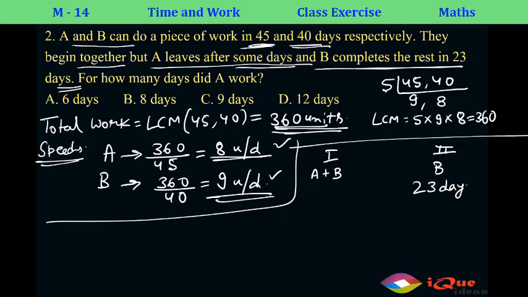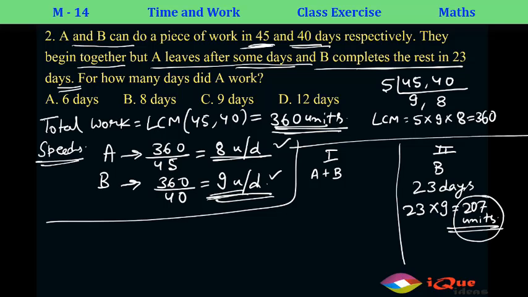So first let's find out what is the total quantity of work that B can do in 23 days. That will be 23 into speed of B, which is 9 units per day. So 23 into 9 is 207 units. Now this means alone B does 207 units of work and work gets completed.